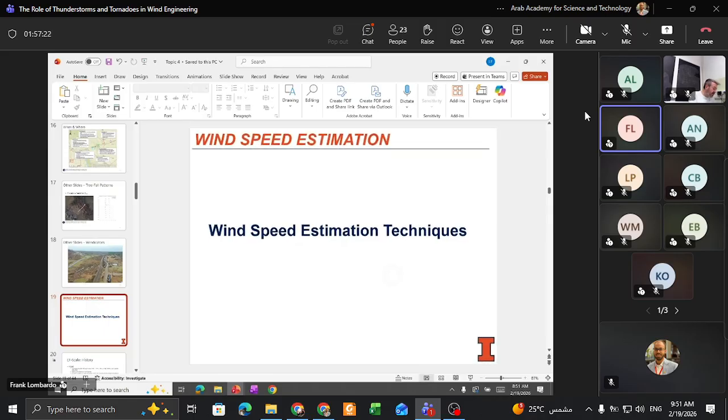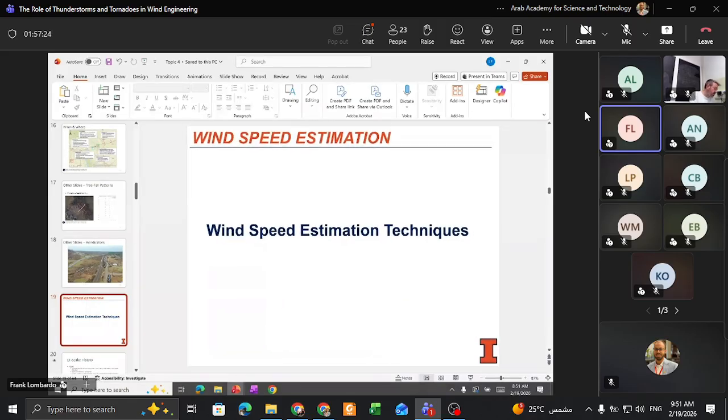And certainly not only for the EF scale, but the International Fujita scale, which is used in Europe, we may be using one or more of these techniques either now or at some point in the near future. Okay, so these apply to any sort of damage survey. If you guys are interested in damage, I would certainly encourage you to go out and look at these things, and potentially use some of these techniques to estimate the damage.